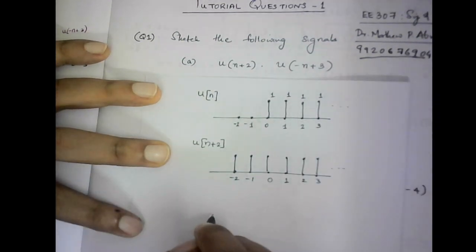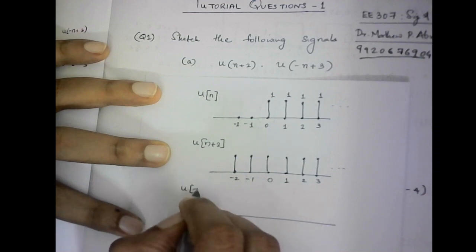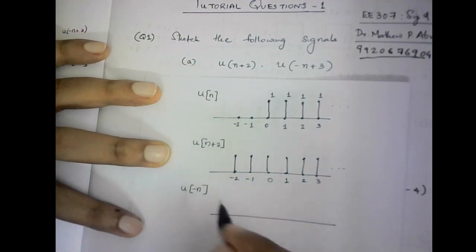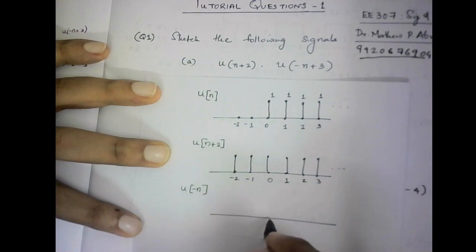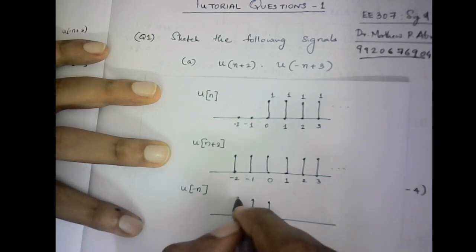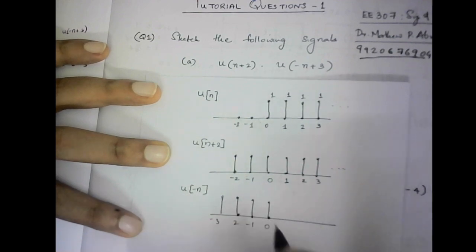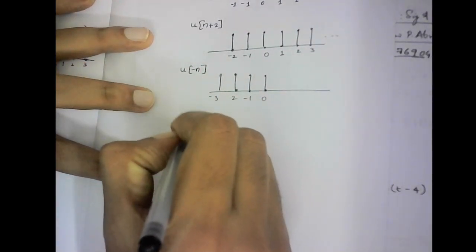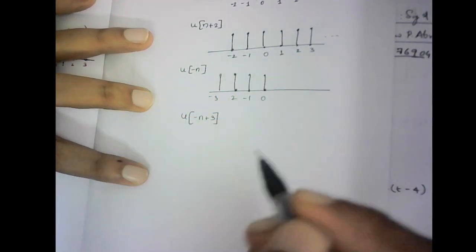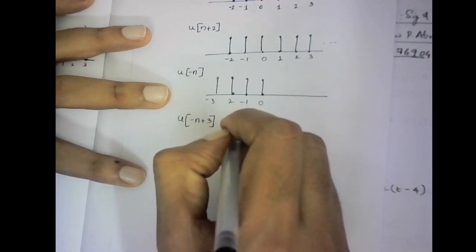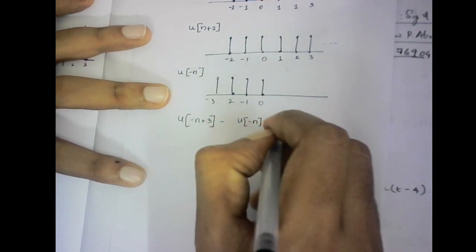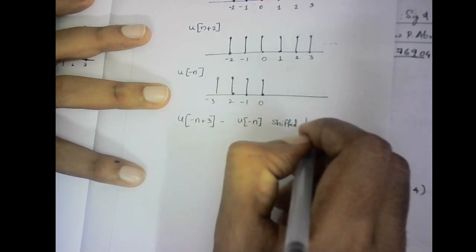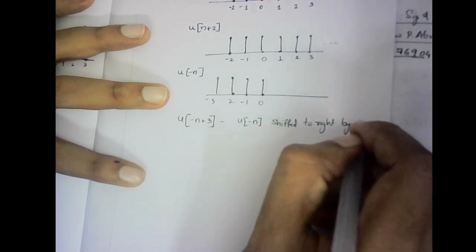The next thing that we need to plot is u of minus n plus 3. First, let's plot u of minus n. It is a mirror image, so we have 1 for n less than or equal to 0, like this. So this is u of minus n. Now what we need is u of minus n plus 3, which is u of minus n shifted to the right by 3.